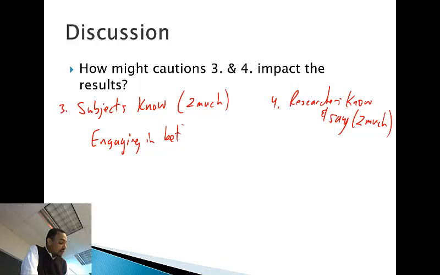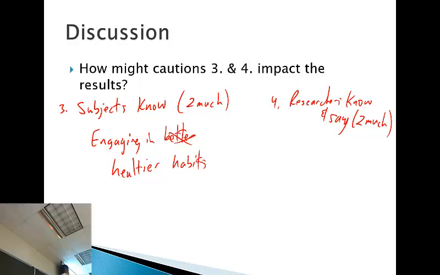So it's not just that you're taking this pill or this shot once a week to help you get over this flu. You're also eating better, you're also working out, you're also getting plenty of sleep. So all those other confounding variables are going to influence the results because you know what's going on. You're drinking orange juice, all that kind of stuff. Okay?